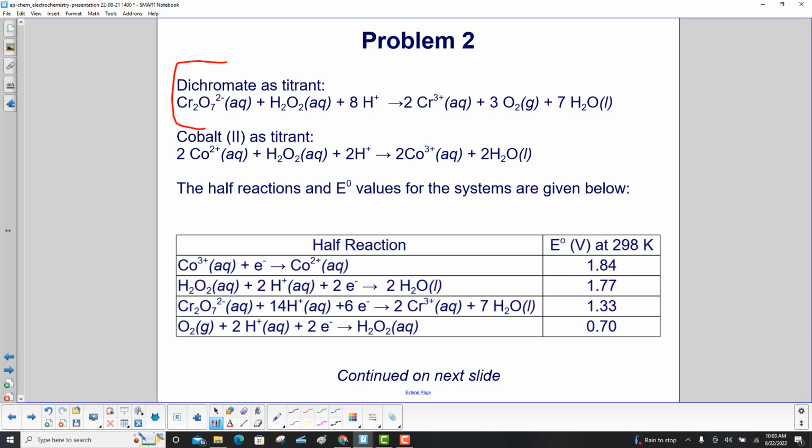Here's dichromate as titrant, here's cobalt as a titrant, and here's our half reactions and E0 values. So please look at these for a bit and then move on to the next slide.